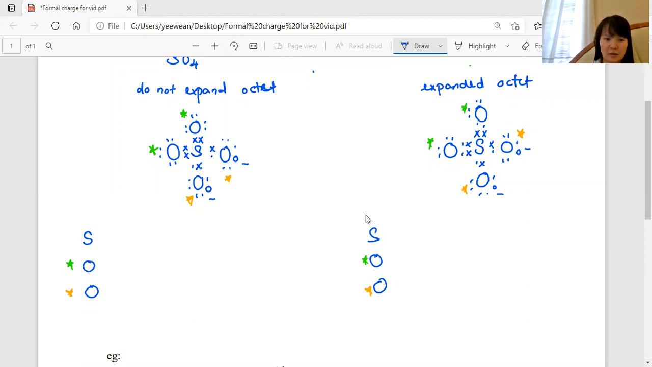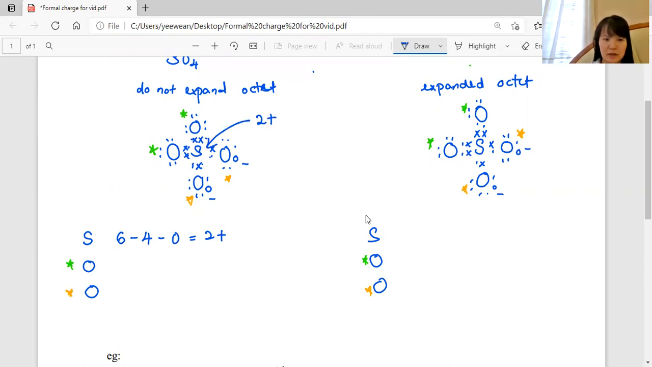Okay, let's calculate for sulfur first. Sulfur has 6 outermost electrons. And let's count how many were bonded: 1, 2, 3, 4, 5, 6, 7, 8. Half of that would be 4. And how many lone pairs or lone electrons? There's none. So the formal charge for this sulfur is 2+.